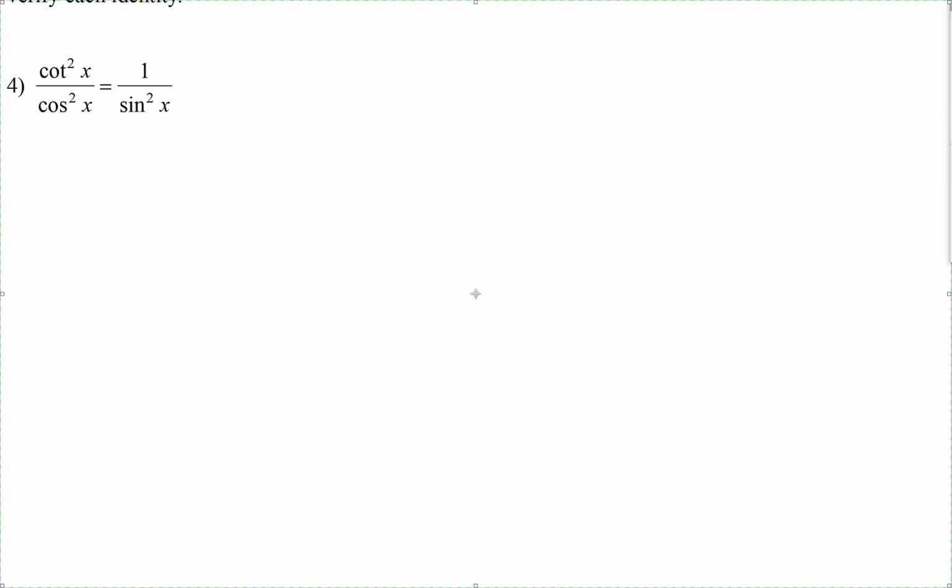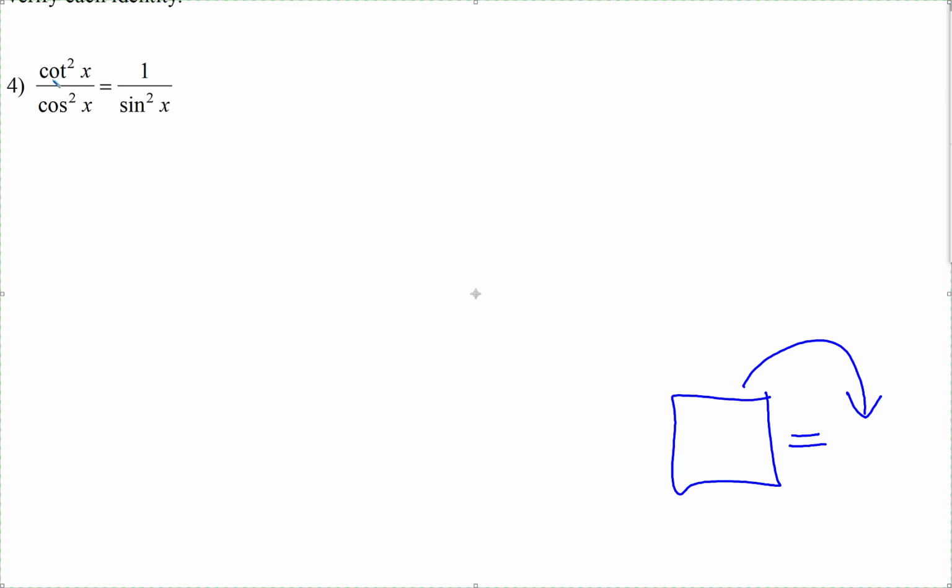Okay, this is probably my favorite part of all of trig, verifying that one side of an equation equals the other side. So when you're verifying identities, you leave one of the sides alone completely. You don't touch it. All you're proving is that this side does in fact equal that side.